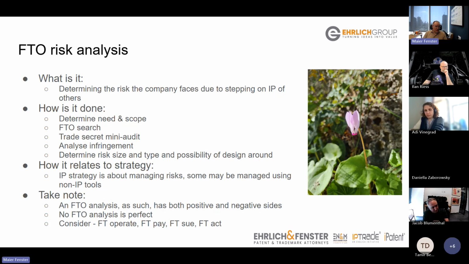And what does this have to do with strategy? Strategy is supposed to help you manage risk. This is the risk. If you know it, you can do a better job. And of course, some of these risks, like FTO, could be managed using non-IP tools. Now, FTO analysis always has positive sides and negative sides and is never perfect. And when we talk about risk, I have a few other FTs on the bottom. You have freedom to operate, you have freedom to pay, you have freedom to sue, and sometimes you have freedom to act even though you're infringing somebody's patent. So when you try to define what your risk is, you have to figure out what you're willing to do.